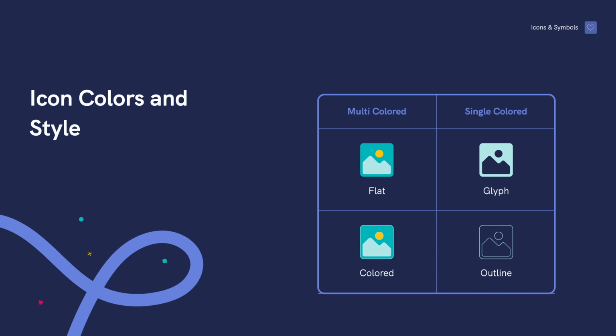When you're going with something simple and formal, you can go with a single colored glyph or outlined icons. And when you're designing something more playful, you can choose more multicolored icons. Once you've decided with your style, do ensure that you use them throughout your visual.